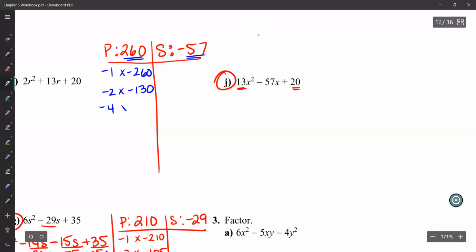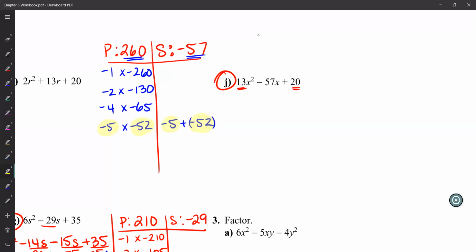We've got -4 and -65. That doesn't add to 57, but I think we're really close here. And then we've got -5 and -52. That actually adds to -57. So those are our numbers. And actually, guys, when you find your numbers, you can just stop. You don't need to write every single thing out. Just stop when you find your numbers.